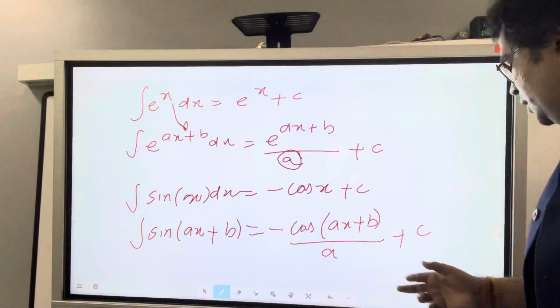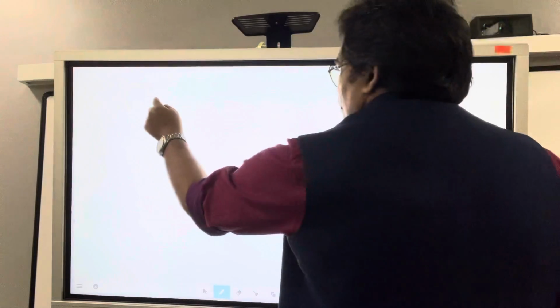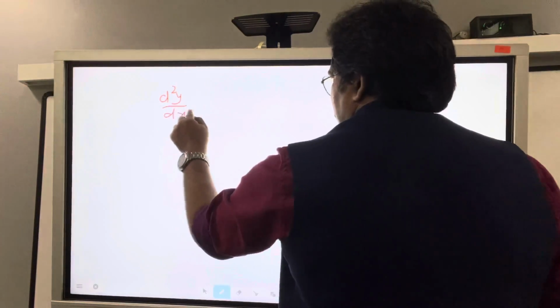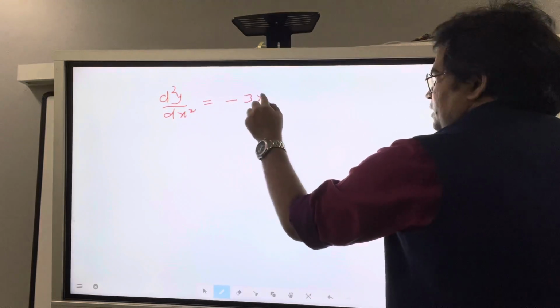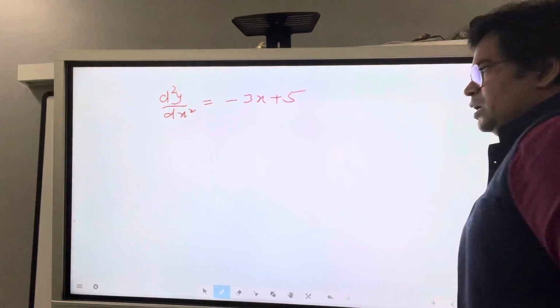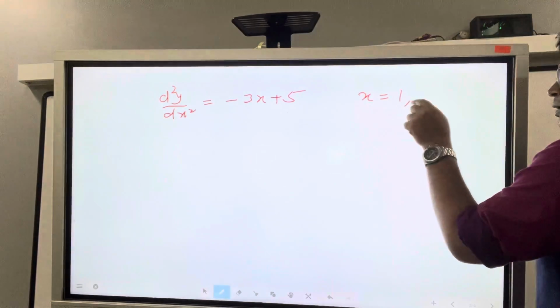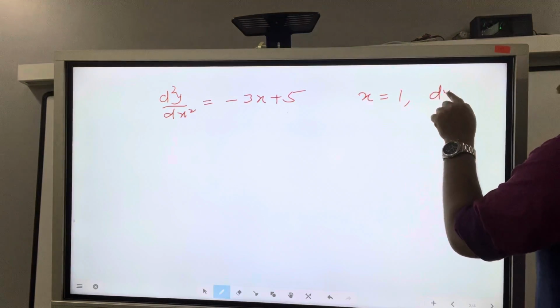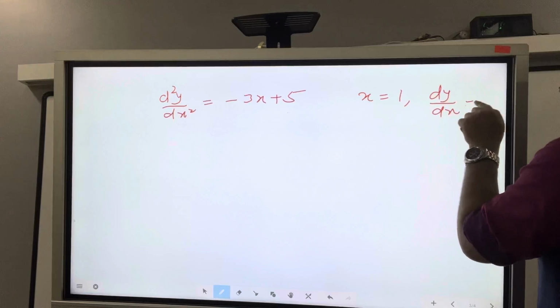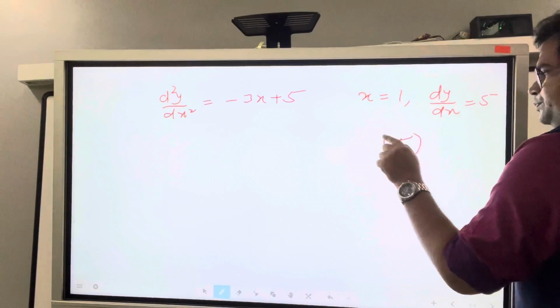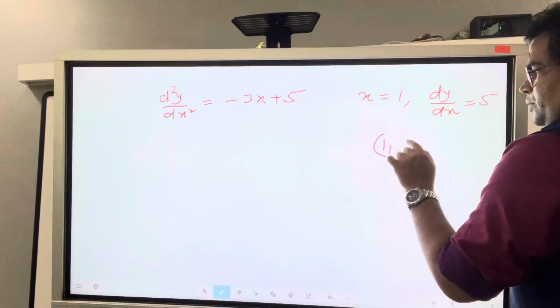Now let's take the questions that we generally get. One of the questions is, we are given that the second derivative is, let's say, negative 3x plus 5, and it has been given that the gradient at x equals 1 is 5, where gradient is dy by dx, and it passes through 1 comma 5 as well, or let's say here I'm giving 1 comma 6.